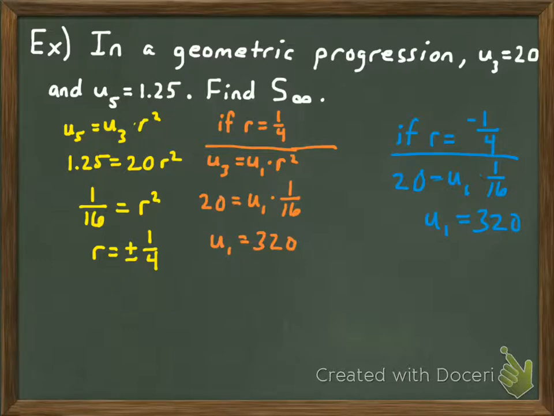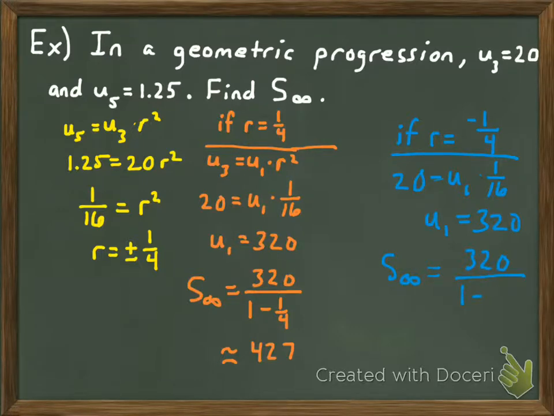All right, now as far as finding the sum to infinity of each of the series for each of these common ratios. If r is equal to positive 1/4, then the sum to infinity is going to equal 320 divided by 1 minus 1/4. Now that's 320 divided by 3/4. And to three significant figures, that's going to get you about 427. If we say the common ratio is negative 1/4, then the sum is going to equal 320 divided by 1 minus negative 1/4.